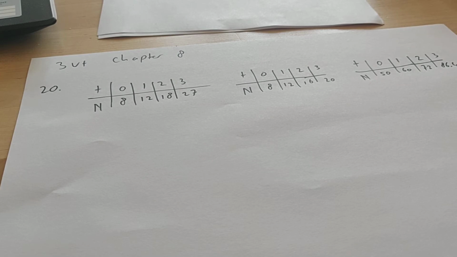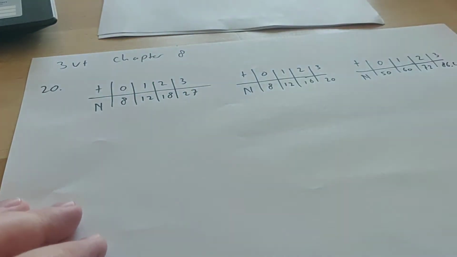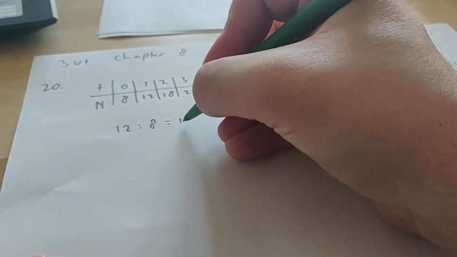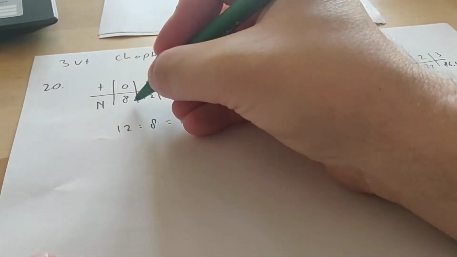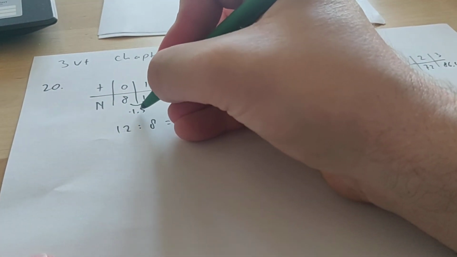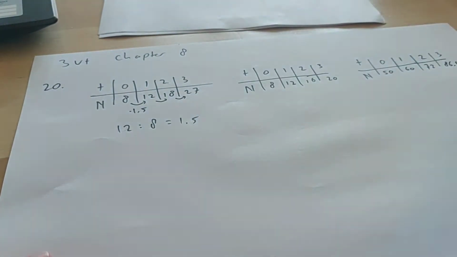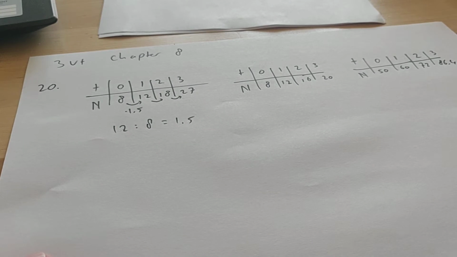the same everywhere. If you take a look at the first interval here, we go from 8 to 12. So if you do 12 divided by 8, you get 1.5. So that's the growth factor here, times 1.5. Now if you get the same number here and the same number there, then there is exponential growth. If you get different numbers, then there isn't.